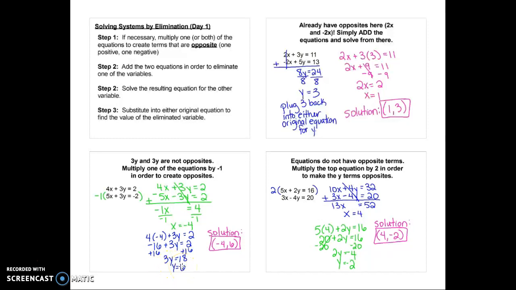6 for that answer. Now you have to write these together as one final answer. Your x value is a -4, your y value is a 6, so your answer is -4, 6.